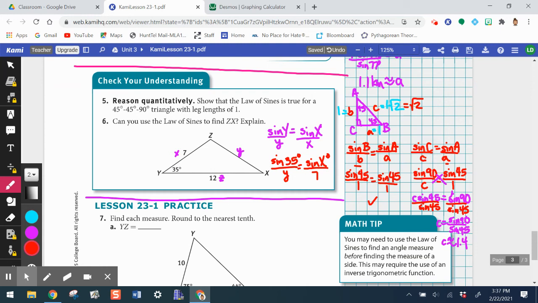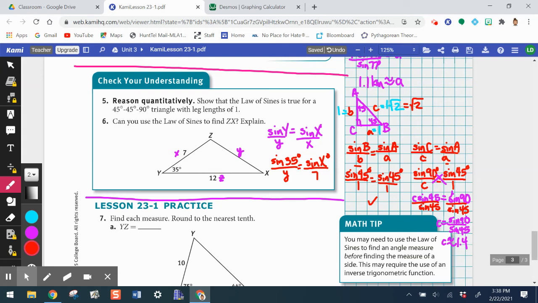So for the sine of C over C, I replaced angle C with 90 degrees. I'll add the degree symbol there, just so we remember that is what is being replaced. And lowercase c, which even though I've established it's the square root of 2, we're going to show that in fact it is the square root of 2. So I just left lowercase c there. And then I replace angle A with 45 degrees and lowercase a with 1.